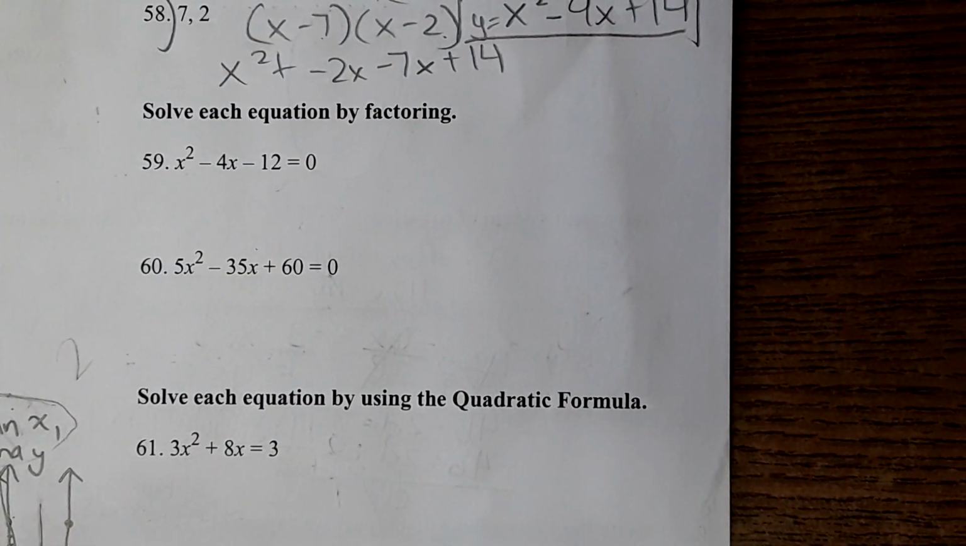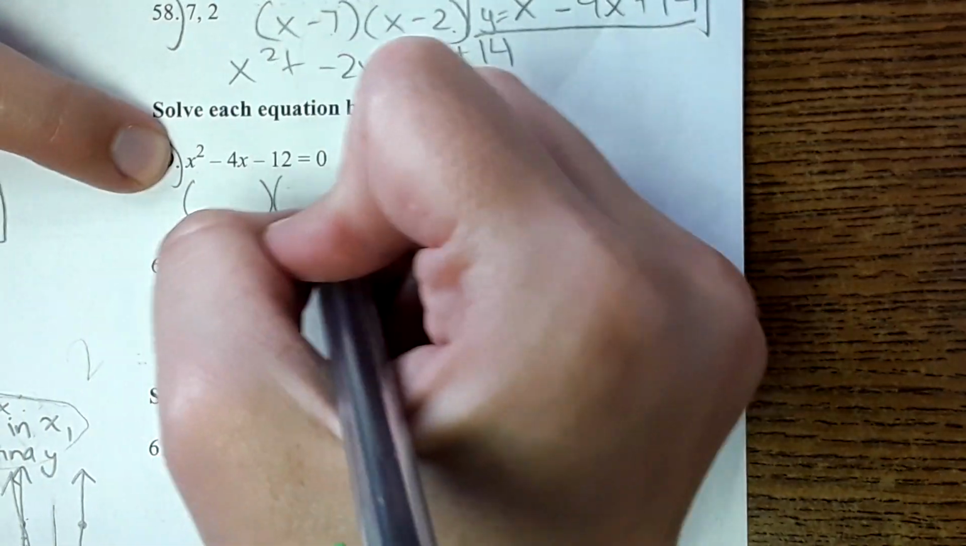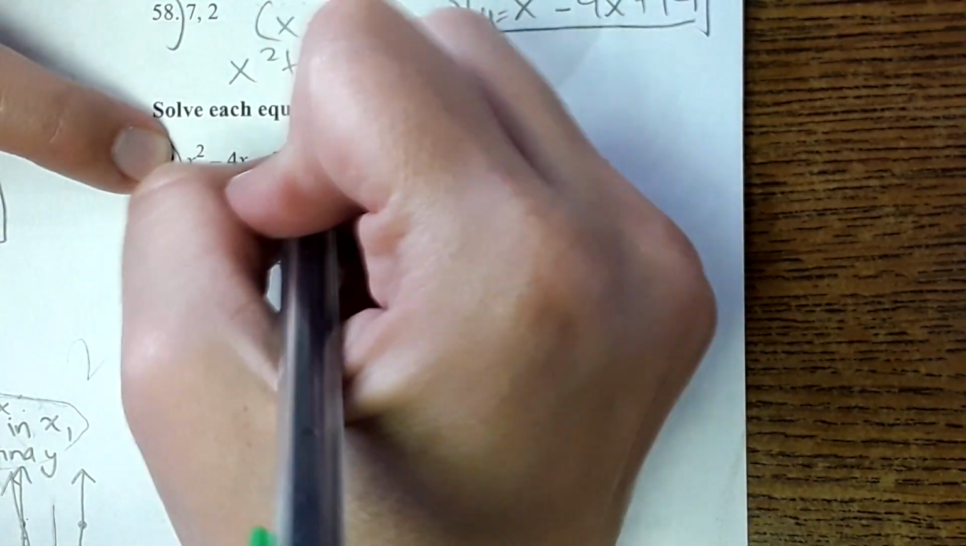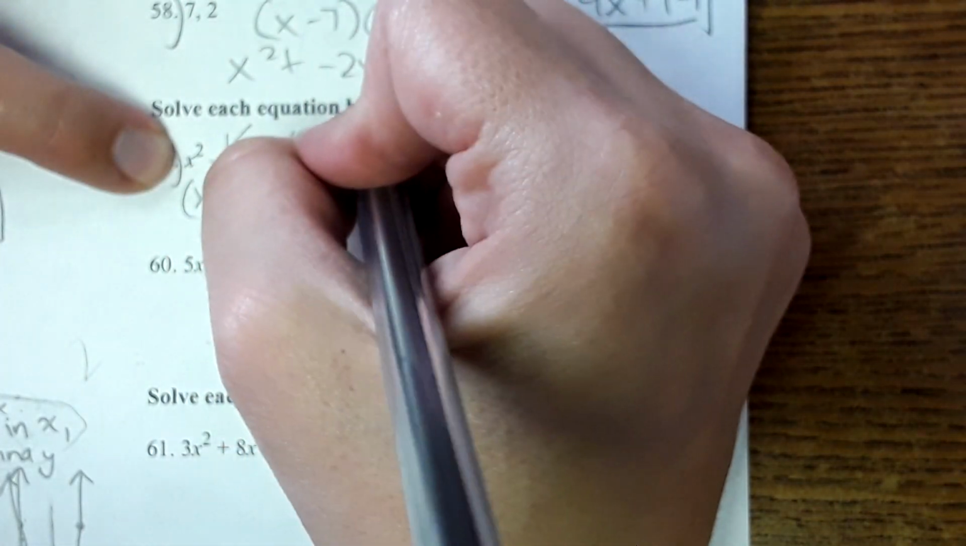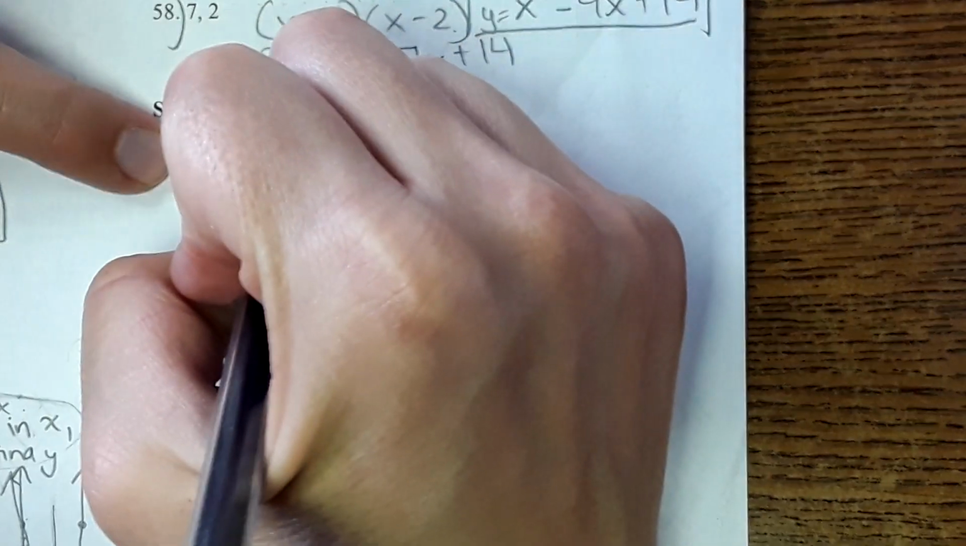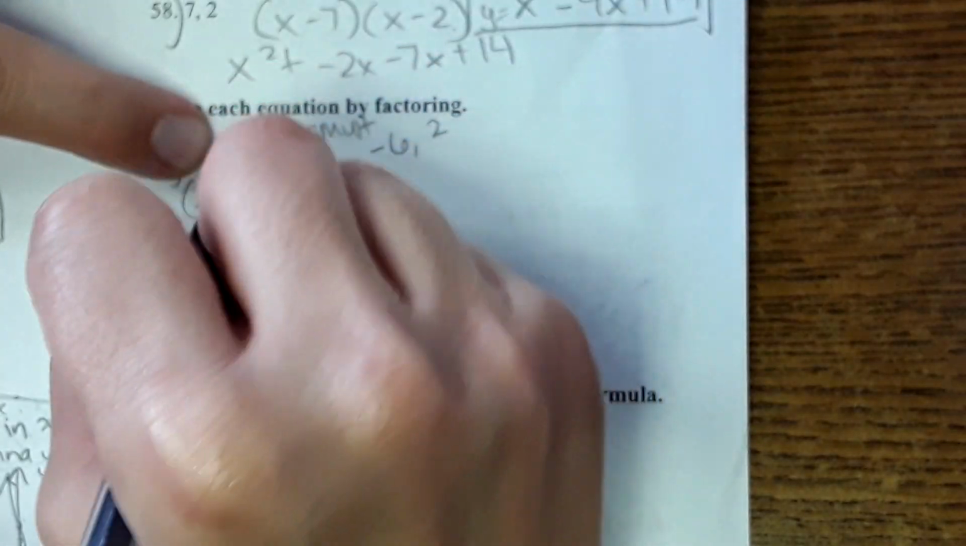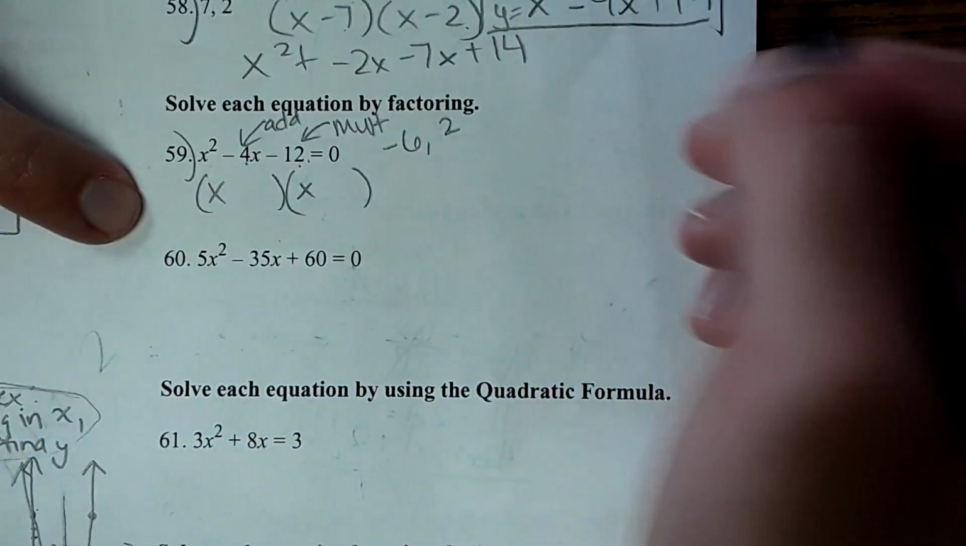59, solve each equation by factoring. Okay, so we're going to factor both of these out, starting with the first one. Two numbers that multiply to this and add to this. So that would be negative 6 and 2. These are two numbers that would add to negative 4 and multiply to negative 12.